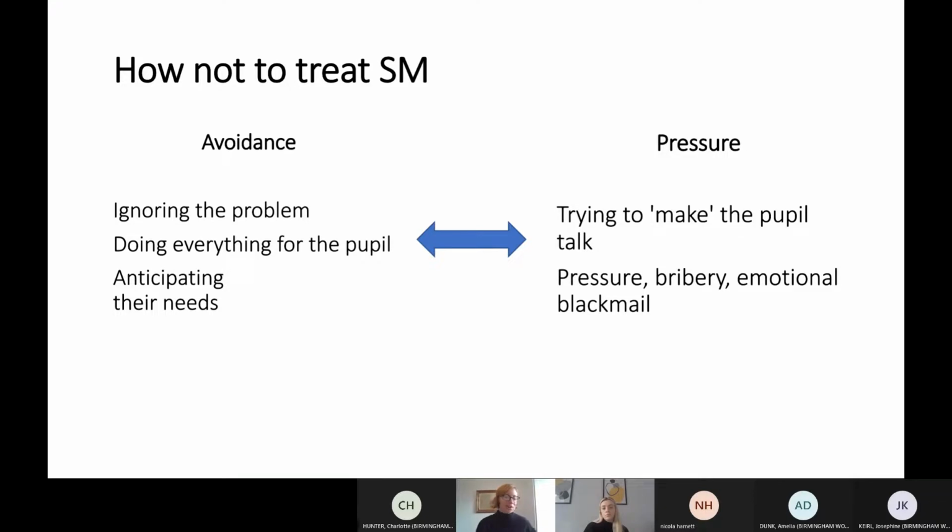Okay, so how not to treat selective mutism. So there's basically two extremes. You don't want to avoid the problem completely, but also you don't want to put a huge amount of pressure on the child. You need to find a midpoint in the middle. So you don't want to avoid the issue, so you don't want to ignore it. You don't want to do everything for them and anticipate all their needs, but also you don't want to put loads and loads of pressure on the child, trying to make them talk, pressure, bribery, emotional blackmail, like, oh well, if you read your book then you'll get a sweet later, or oh but you'll make grandma so happy if you do bring her up and thank her for your Christmas present, or that kind of thing.